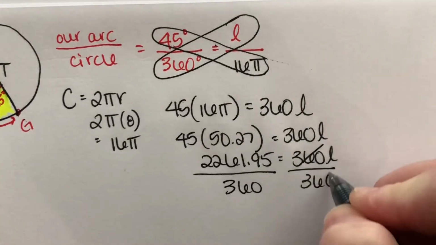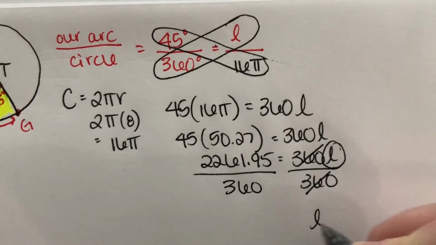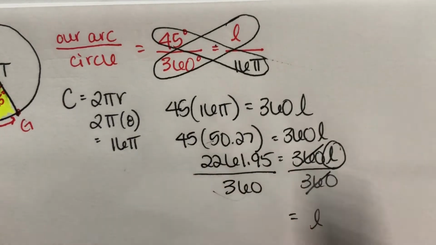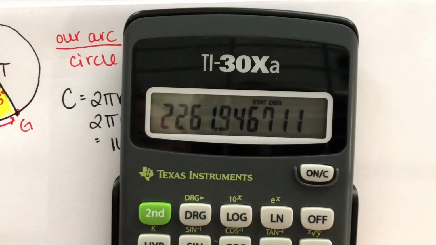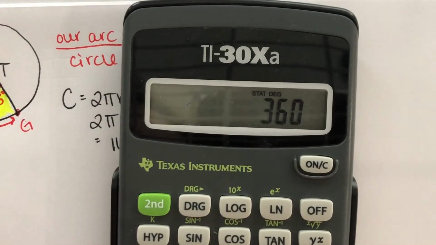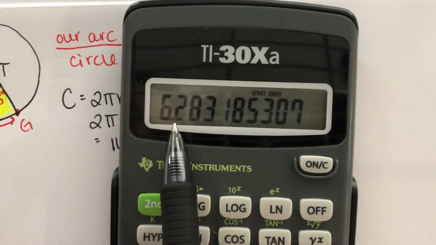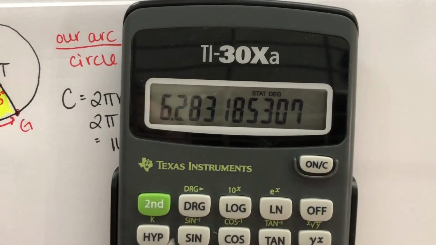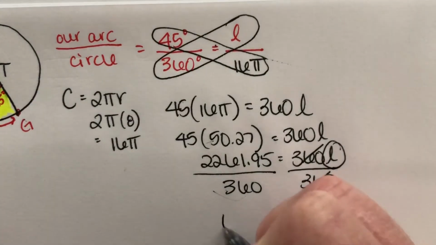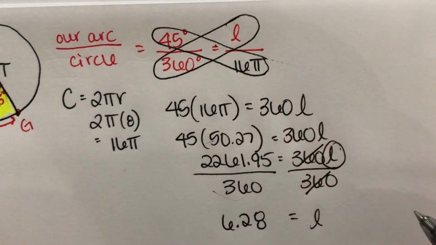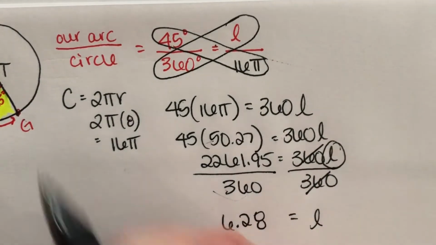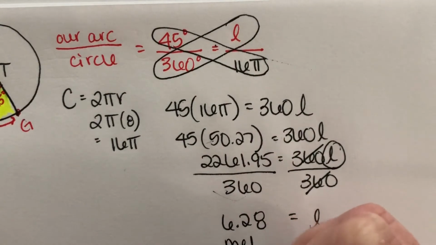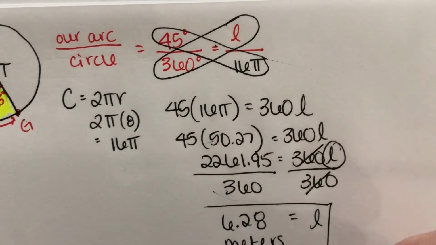And then these 360s will cancel, so I'm left with L. And then I just got to figure out whatever this is. So it's still here. I'm going to hit divided by 360. And I have to round to the nearest hundredth, 6.283, and so on. So 6.28. 6.28, and that's in meters because the radius was in meters. So the length of my arc is 6.28 meters.